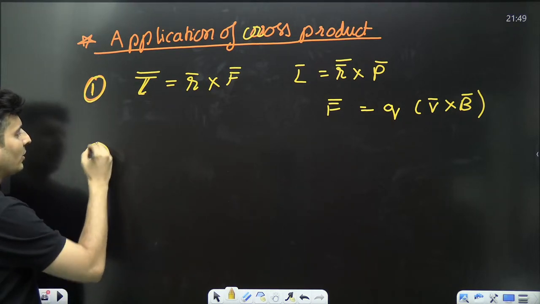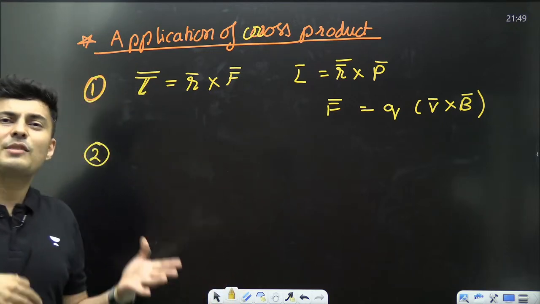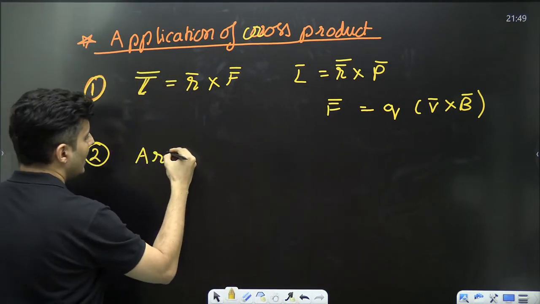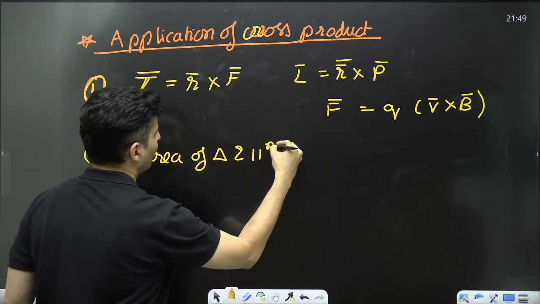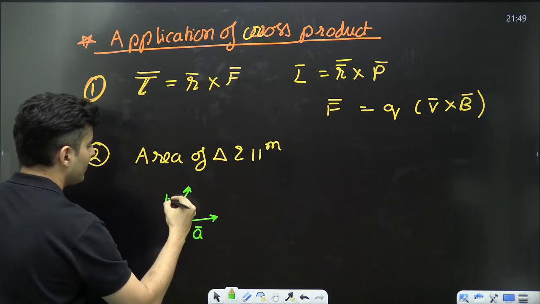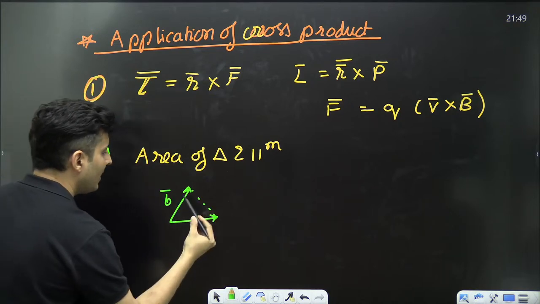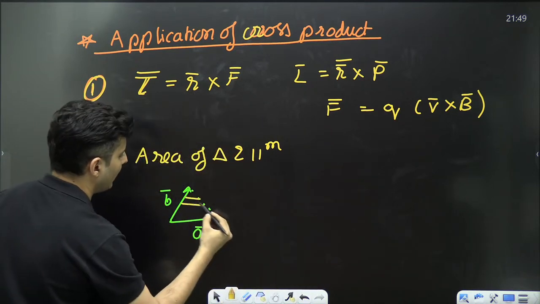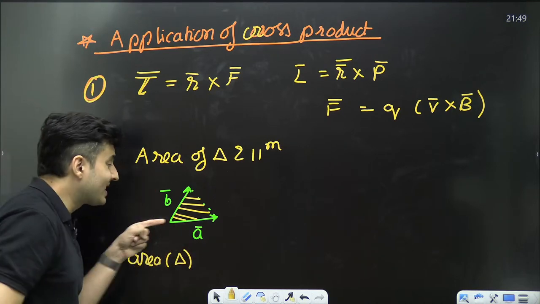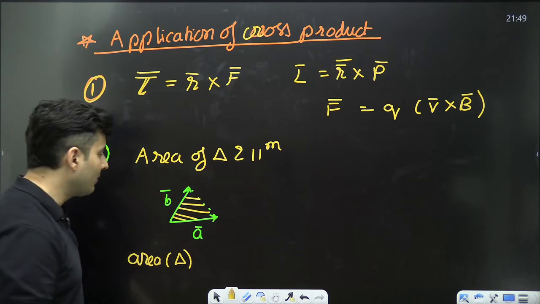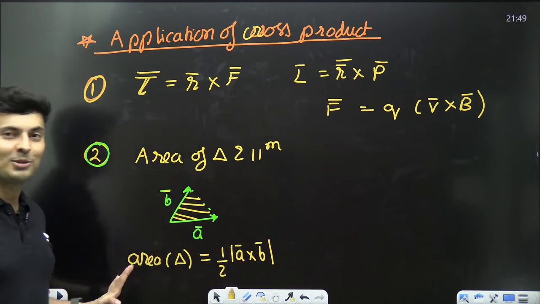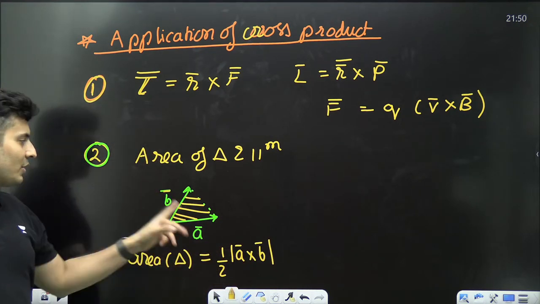Now, the second application is predominantly mathematical. It is not useful for physics, but I'm just telling this to you: finding the area of a triangle and a parallelogram. If you have a triangle like this, this is A vector, this is B vector, and I want to find this area. The area of this triangle, whose sides are given by vectors, is half times the magnitude of A cross B. Just find the modulus, and half times its value gives you the area of the triangle.